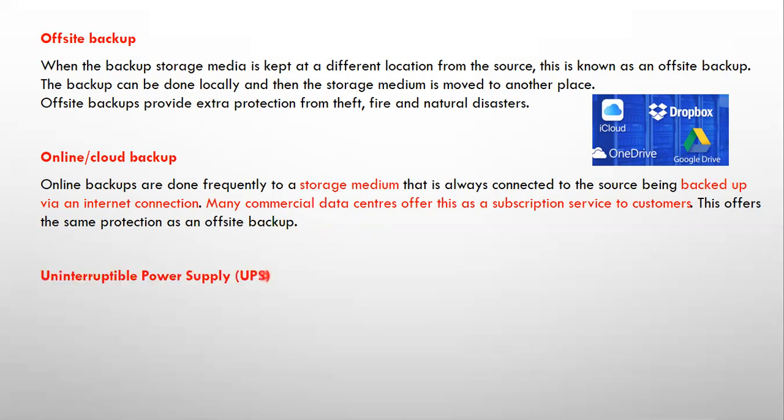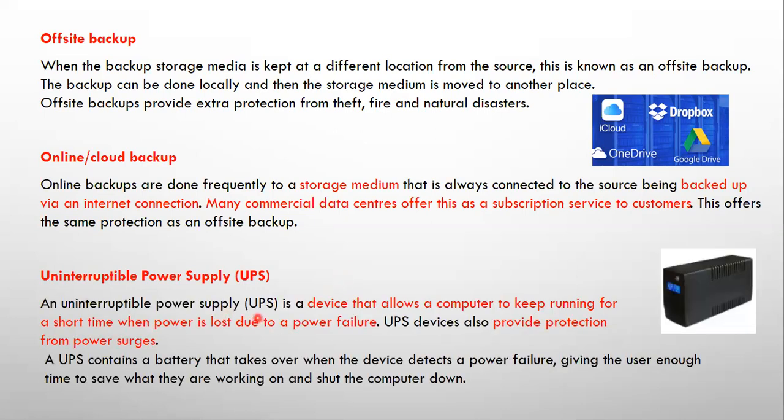Now to protect your data, you can use a UPS, an uninterruptible power supply. Now a UPS unit is a device, there's an example here, that allows a computer to keep running for a short time when the power is lost due to power failure. So the UPS device provides protection from power surge. So by having a UPS and there's a loss of power, the UPS device will protect your computer and allows you to shut down.